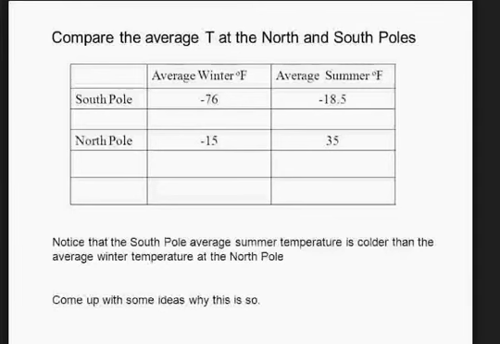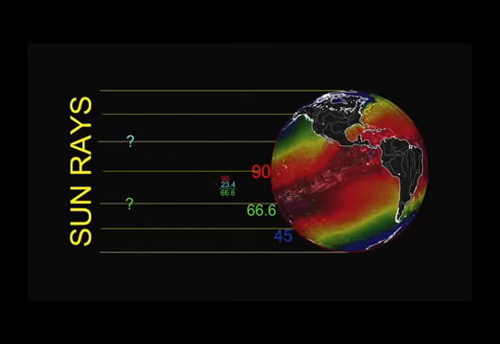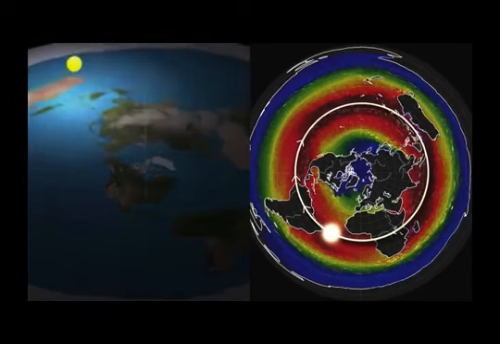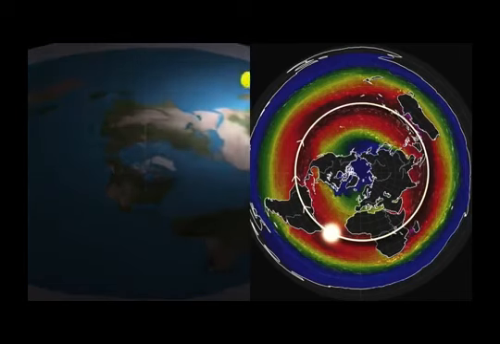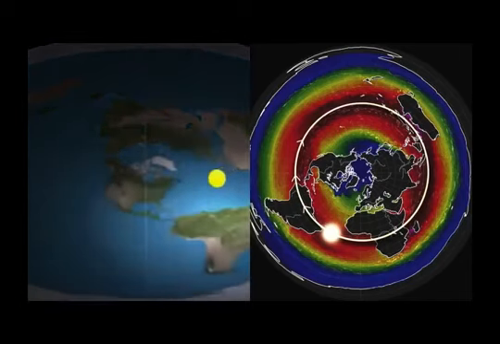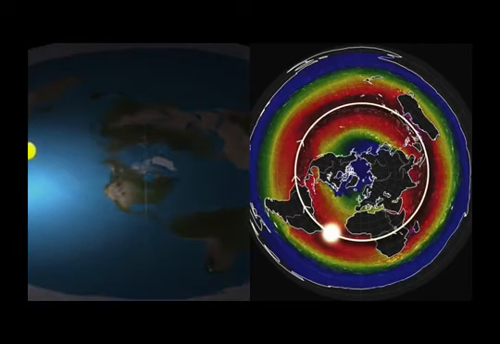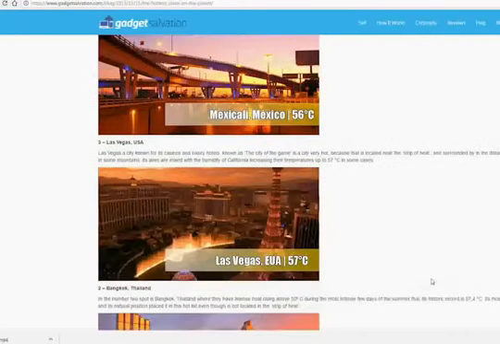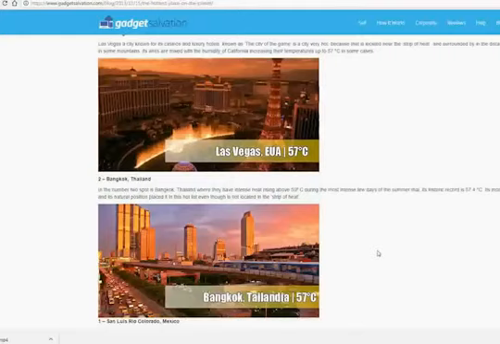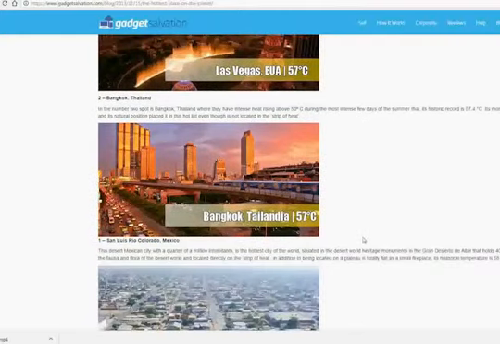So which model better explains seasons? Easy, the flat Earth model. The flat Earth model has the South Pole along a much larger line and further from the Sun. Also, equatorial countries keep a very consistent temperature year-round, and northern cities get unbelievably hot, like Vegas and Mexicali, despite being slightly above the equator.